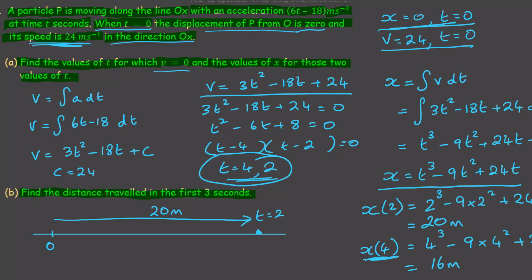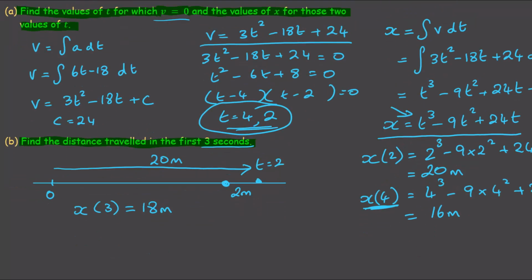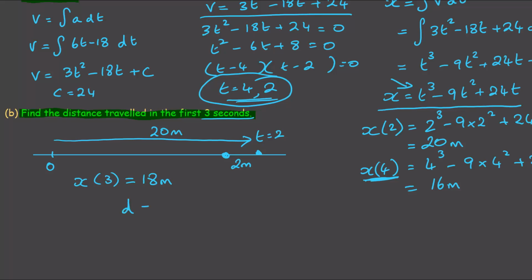Now, x of 4 actually doesn't matter to us because we're looking at the first 3 seconds. So what we really need to know here is x of 3. So just substituting 3 into our expression for the displacement. And doing that gives us 18 meters. And so it would be 18 meters from O, which means it's traveled back 2 meters. And in total, the distance covered is 22 meters.